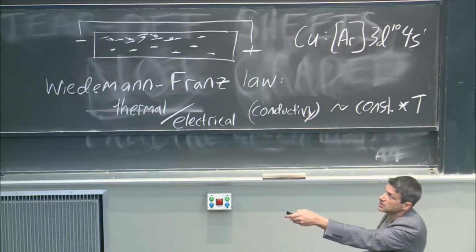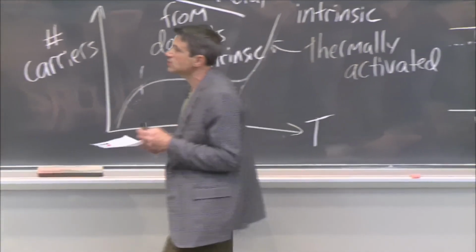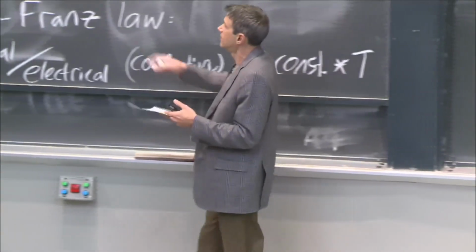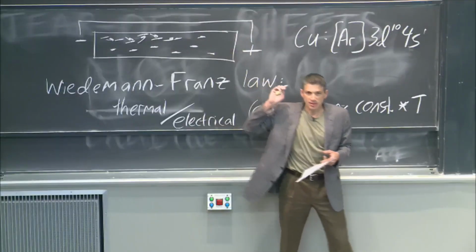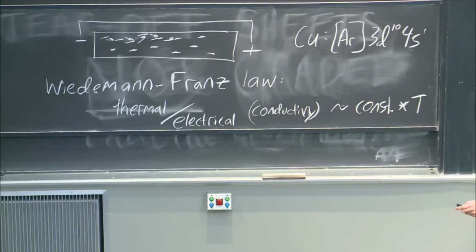Bronze is copper with tin, 4-to-1 ratio copper to tin. Conductivity drops even more. It's not so simple, right? It's not so simple as, oh, if it's 4-to-1, then maybe it's like 20%. No. Because it has to do with what happens to the freedom of these electrons. That's what it has to do with, and that's more complicated. But maybe I've changed the properties in another way that I really like.